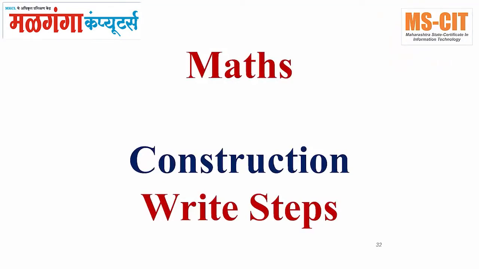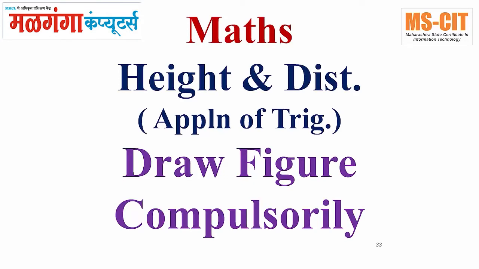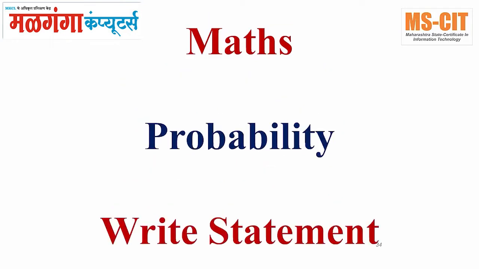In mathematics, in the construction chapter, only drawing a good figure or correct figure is not sufficient. You must write steps also. In heights and distance, application of trigonometry, drawing a figure is compulsory. In probability, writing a statement is compulsory. For example, let A be the event of getting so and so. This statement is important. Only writing A is equal to and directly solving that sum is not good. You may lose some marks for that.